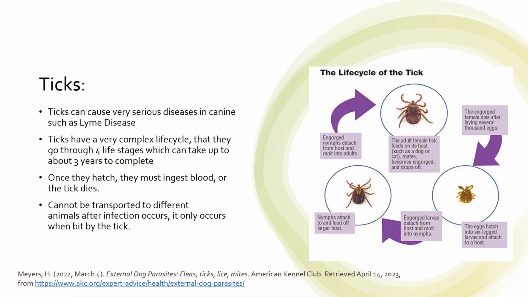Ticks can cause very serious diseases as well in canines, such as Lyme disease. They have a very complex life cycle. They have 4 life stages, which can take about 3 years to complete. Once they hatch, they must ingest blood or the tick dies. And they cannot be transported to different animals after infection occurs, and infection only occurs through the bite by the tick.